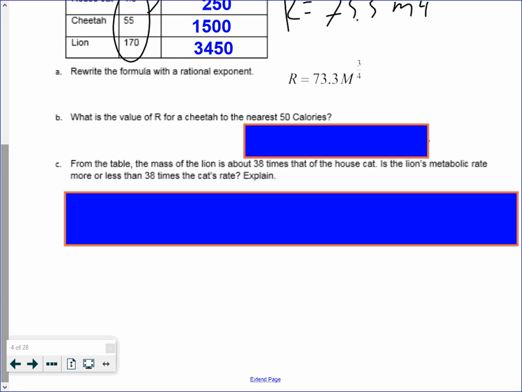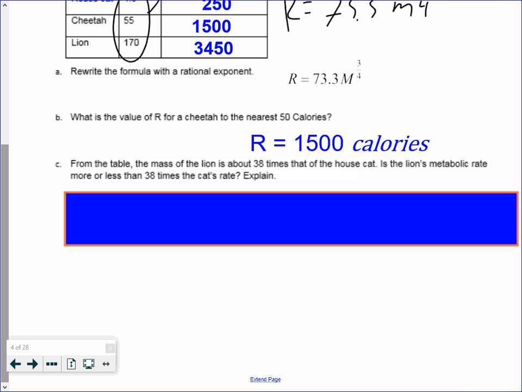On B, we're asked what is the value of R for a cheetah to the nearest 50 calories. Remember, R is the basal metabolic rate. We already solved that out, and we got 1,500 for the cheetah.